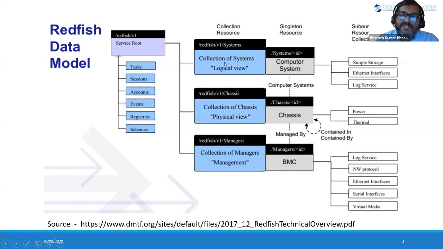Similarly, the systems will be hosted in a chassis. So you have the collection of chassis here, and the power and thermal metrics are basically obtained from the chassis schema. Then you have the managers collections, which refers to the BMC in the case of, say, Dell, HP, IBM, x86 equipment. They host things like log service and network protocol, for example, whether you connect over HTTPS or SSH or things like that.